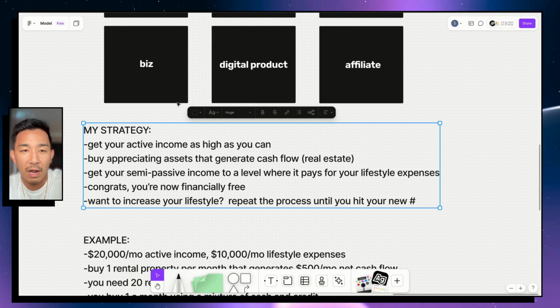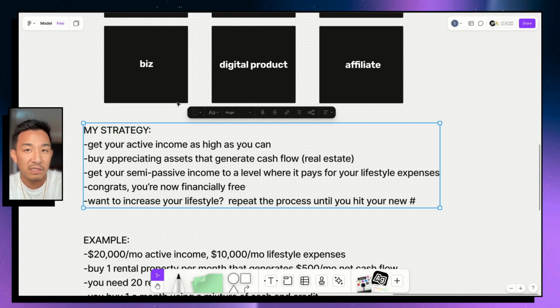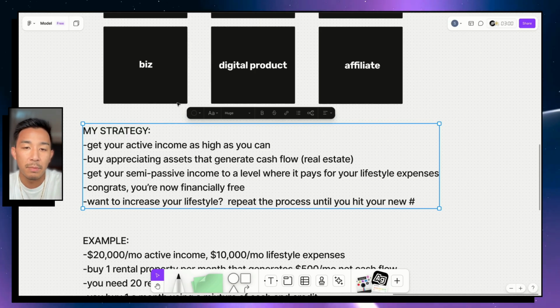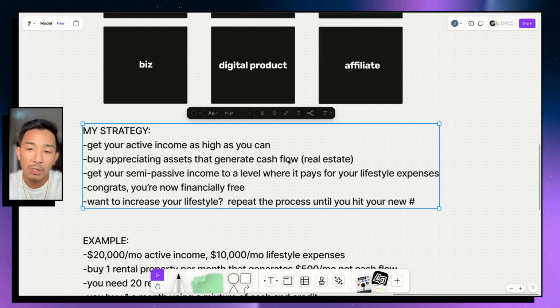So you want to get your active income as high as you can. If you're working in a job, maybe you add a side hustle. If you have a business, you've got to double, triple down and make sure you get your active income from that business as high as it can be. And so once you get your active income higher, you're able to buy appreciating assets that generate cash flow a lot quicker. So I like real estate because it fits both of these boxes.